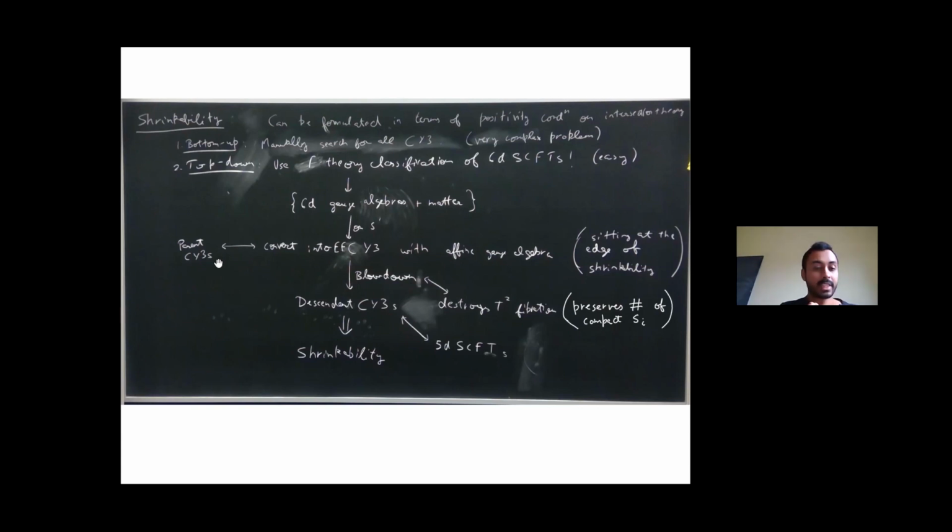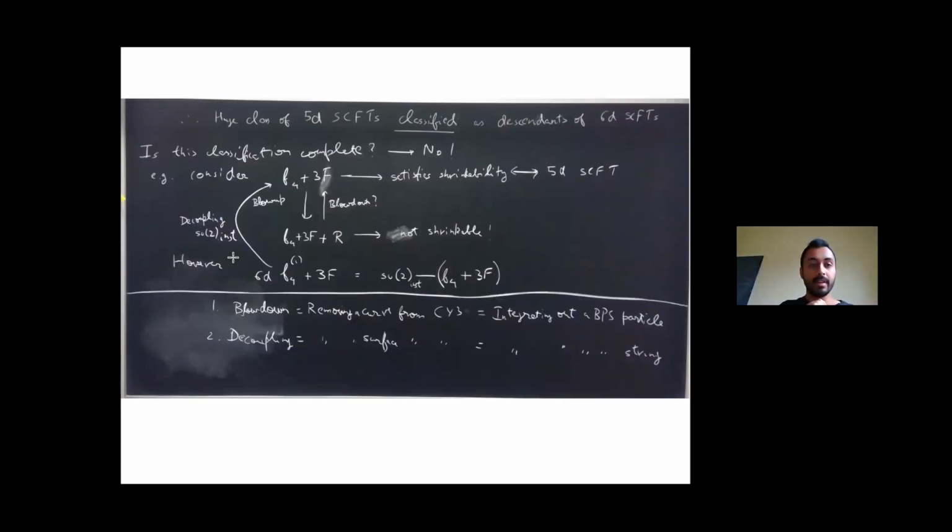So the structure so far is that you have some number of parent Calabi-Yau threefolds, then you can blow them down in all sorts of fashions and obtain, for each parent Calabi-Yau threefold, a set of descendant Calabi-Yau threefolds. And then combining all these sets of descendant Calabi-Yau threefolds, you obtain a huge class of 5D SCFTs. So using this algorithm, we have obtained a huge class of 5D SCFTs, which have been classified as descendants of 60 SCFTs. And the natural question to ask is, is this classification complete?